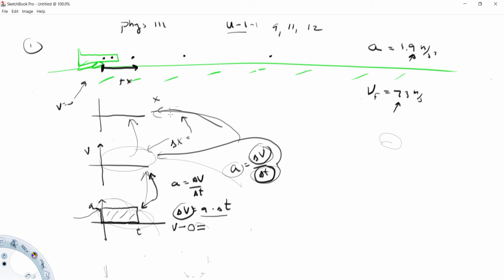All right, let's talk about number 12. Two cars traveling in the same direction along a straight highway, one at 55, one at 60. All right, let me get rid of this stuff here.